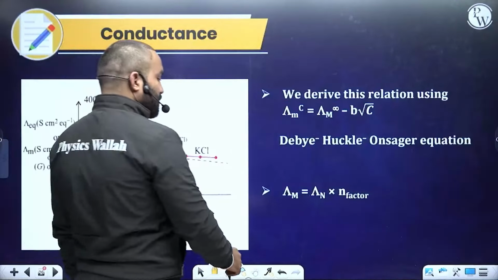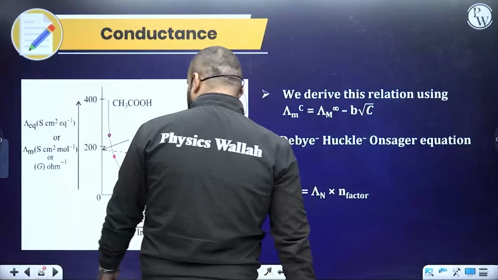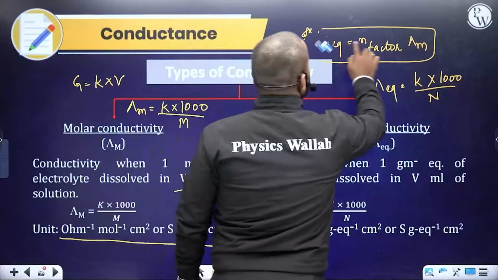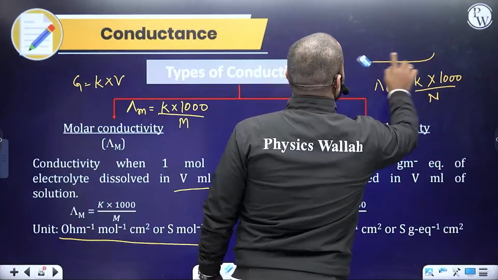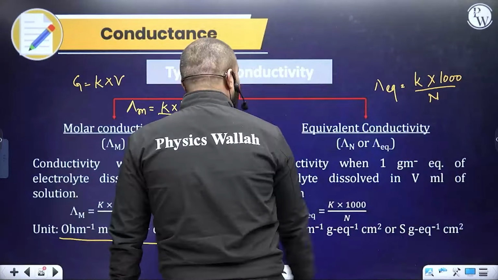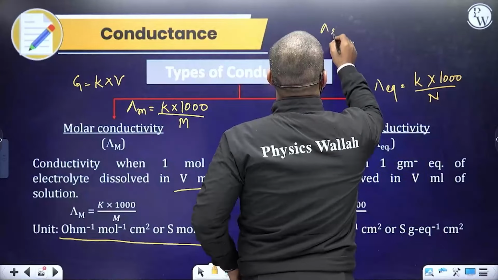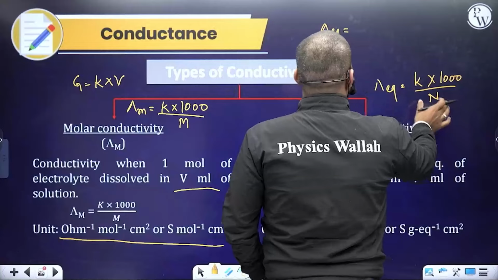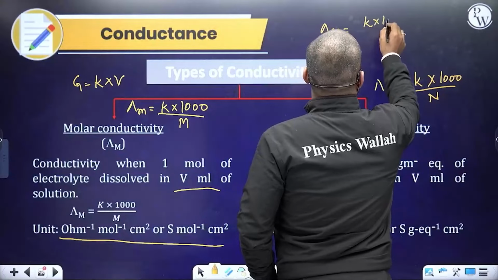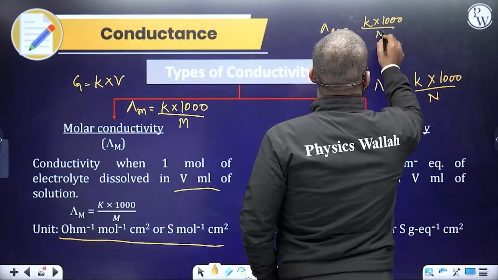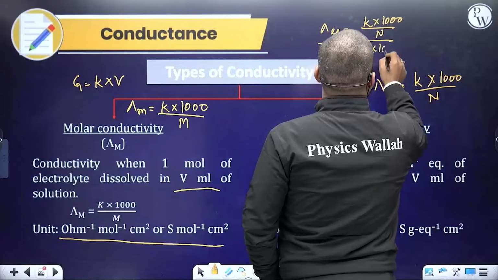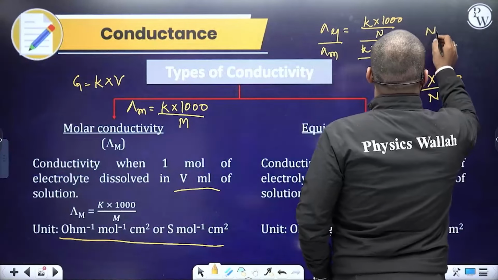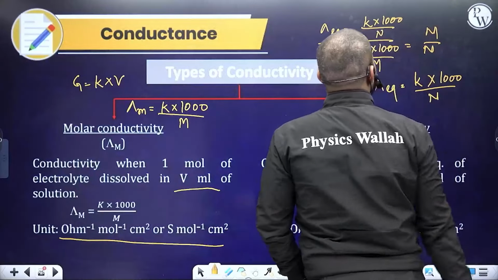This is what I have just told you. We have it here, and when I divide these two, what will happen? It will be equal to K by K into 1000 divided by N, divided by K into 1000 divided by M. K and 1000 cancel, and it becomes M divided by N, where M is molarity.